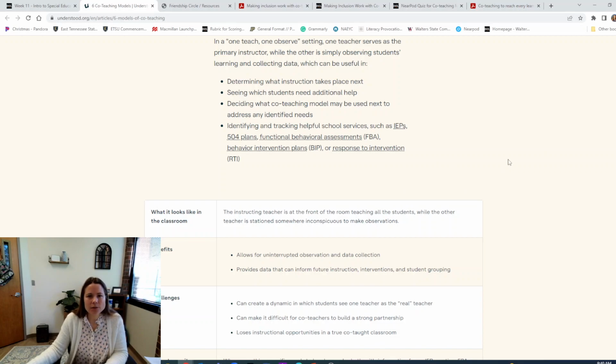Also, it allows you to see which students need help. It allows you to know what the needs are and to identify them. This is helpful to also collect data for those students who have IEPs or 504 plans, or like I mentioned earlier, if you're doing those functional behavior assessments and you're trying to create a behavior intervention plan. Also, you may need to do this when you're collecting data for your RTI.